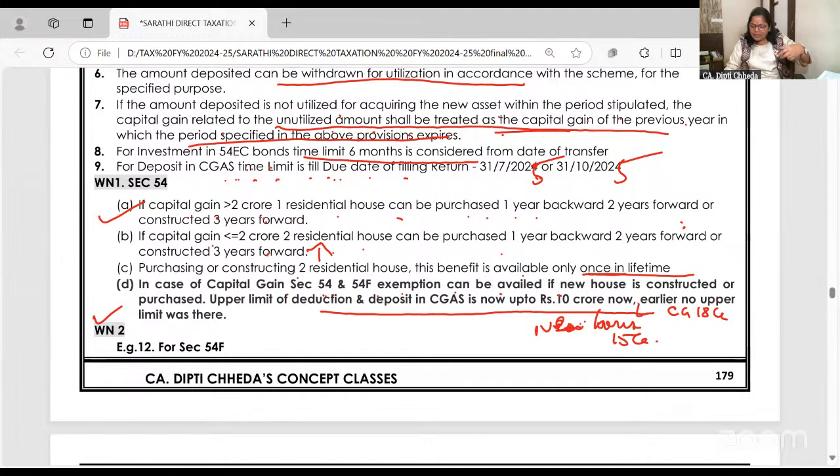Ma'am, just now you said long-term capital gain or the investment in the new house, whichever is lower. So can I avail 15 crore deduction here? Answer is no. Section 54 and 54F, where you buy the house. I have not taught 54F, but for now 54. The exemption cannot exceed 10 crore. That's the upper limit. And if your capital gain is less than 2 crore, two residential houses you can buy. More than 2 crore, only one residential house you can buy. Clear to all of you?